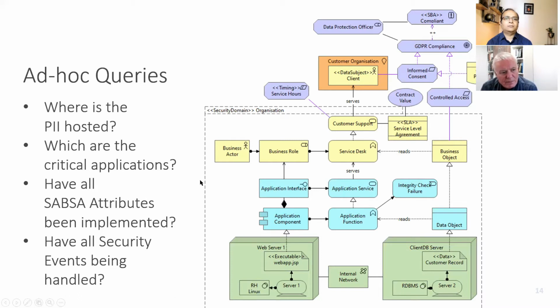Have all our SABSA attributes been implemented? How are we from an enterprise security architecture point of view? Have we got everything covered that we care about?